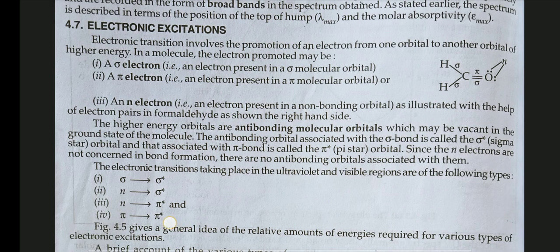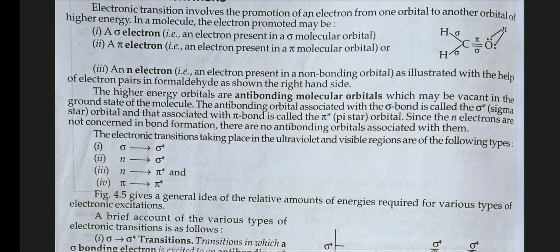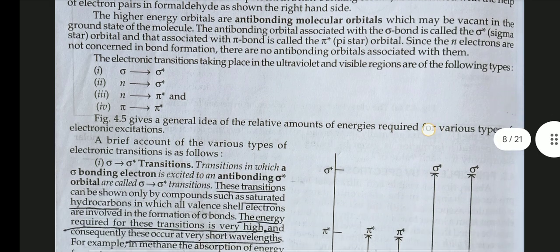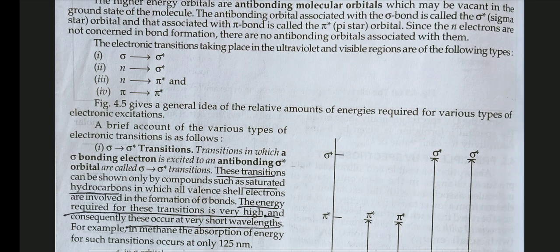The electronic transitions taking place in the ultraviolet and visible regions are of the following types: sigma to sigma star, n to sigma star, n to pi star, and pi to pi star. It gives a general idea of the relative amounts of energies required for various types of electronic excitations.